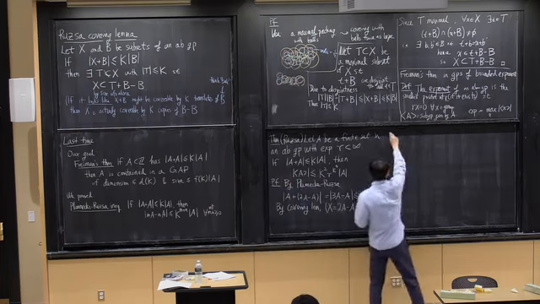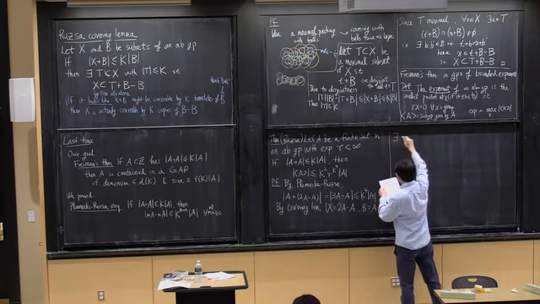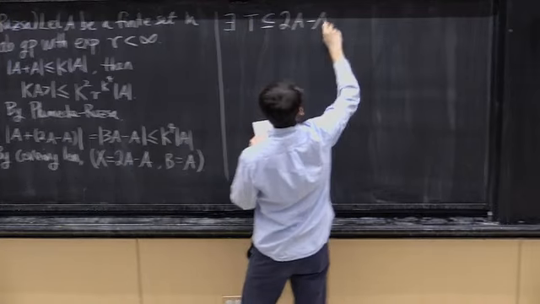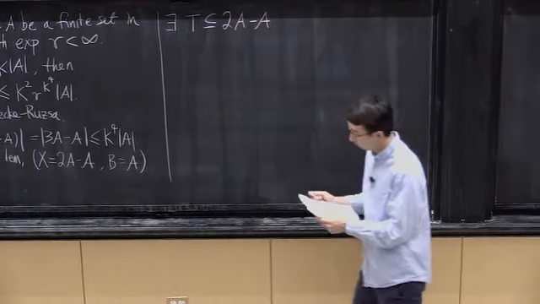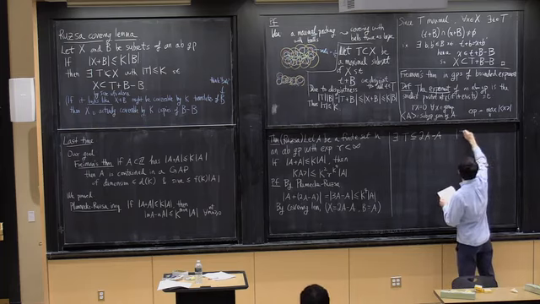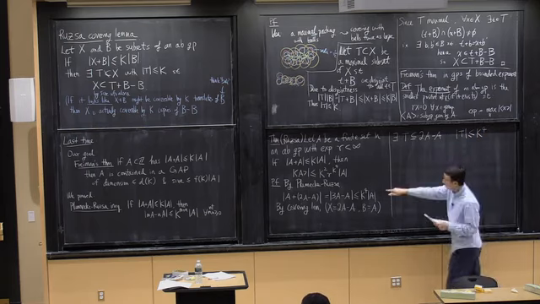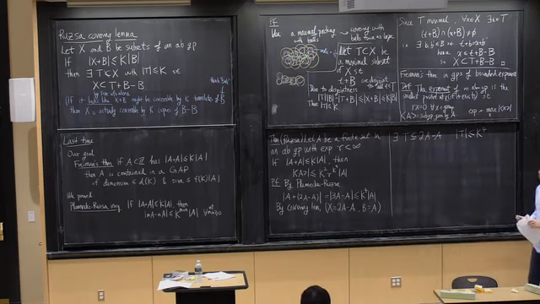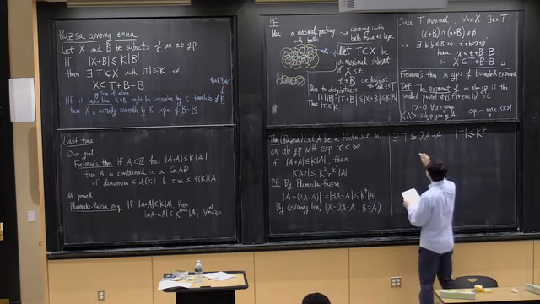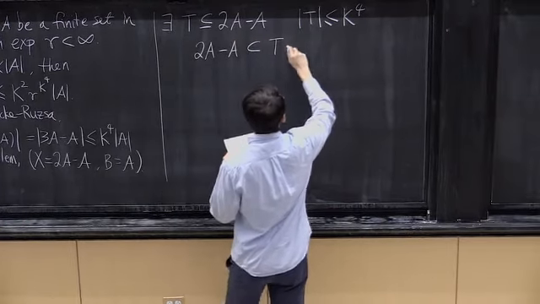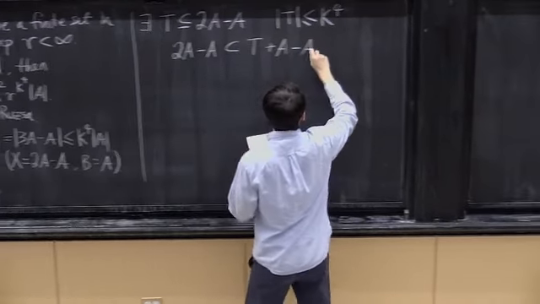By the covering lemma, there exists some T being a subset of 2A minus A, with T not too large because of our earlier estimate, and such that 2A minus A is contained in T plus A minus A.